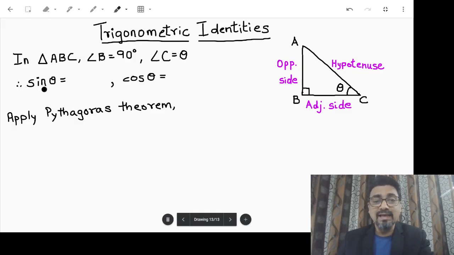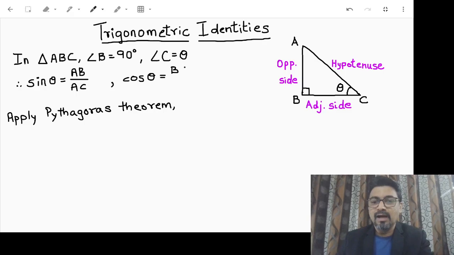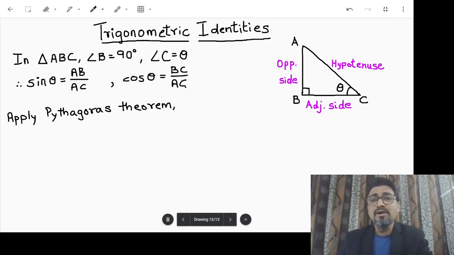Then we define sine theta and cos theta for this acute angle. Sine theta is opposite upon hypotenuse, that would be AB upon AC. Similarly, cos theta is adjacent upon hypotenuse, that would be BC upon AC. Now that we have defined sine theta and cos theta for the acute angle theta, also in the right angle triangle ABC, we can apply the Pythagoras theorem.